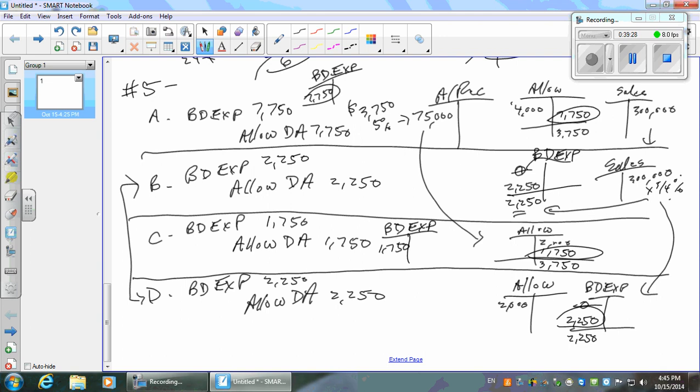You can do it that way. Does that make sense? Yeah. You have to move your decimal over 2 places. Got it? Okay, good. Cool. All right. And a lot of times companies will have less than 1% of their sales as bad debt expense. That makes sense? Okay.